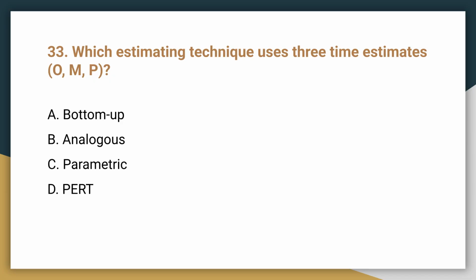Question 33. Which estimating technique uses 3-time estimates? Optimistic, most likely, and pessimistic. The correct technique is D, PERT. The Program Evaluation and Review Technique uses 3 estimates to calculate a weighted average duration.